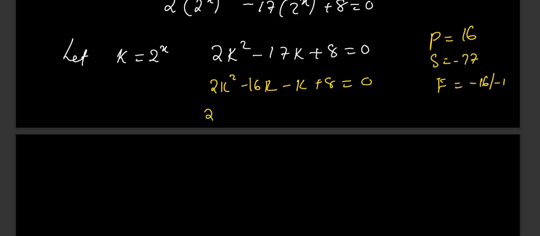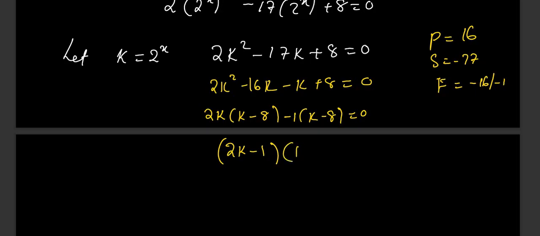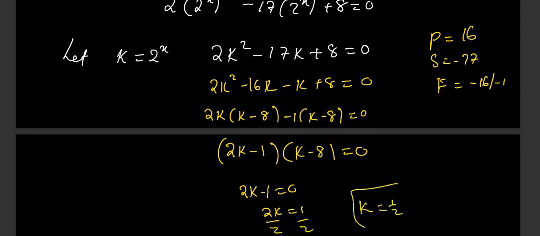And this is going to be 2k. Then we have k minus 8. Minus 1, this is k minus 8, this is equal to 0. 2k minus 1, then we have k minus 8, this is equal to 0. We solve each one of these, so you have your 2k minus 1 is equal to 0, meaning from here, 2k is equal to 1, divide both sides by this, k is equal to half, we keep this.